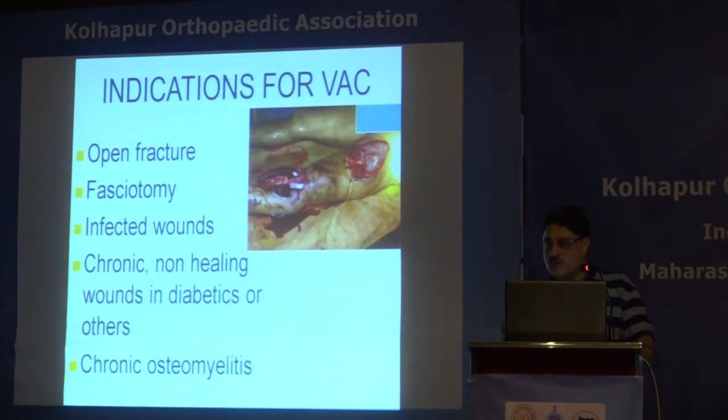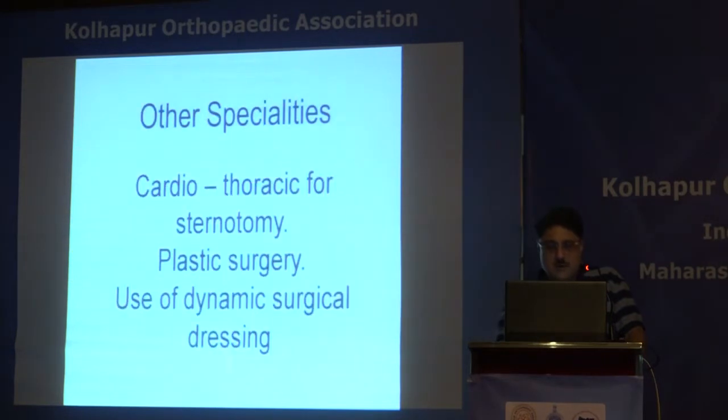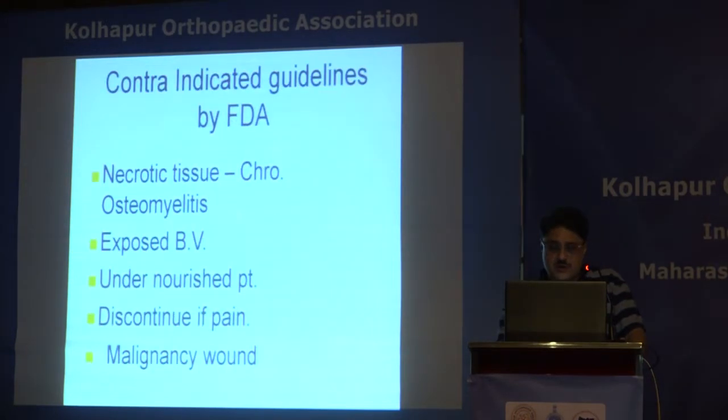Sometimes you may not be able to give a primary closure on day 1, so you can wait. We put a VAC, it reduces the edema, the skin becomes very good, and then you can give a secondary suturing. So those are the surgical indications. I'll go a little bit faster so that the other cardiothoracic surgeons can also use it. Contraindications are mostly necrotic tissue.